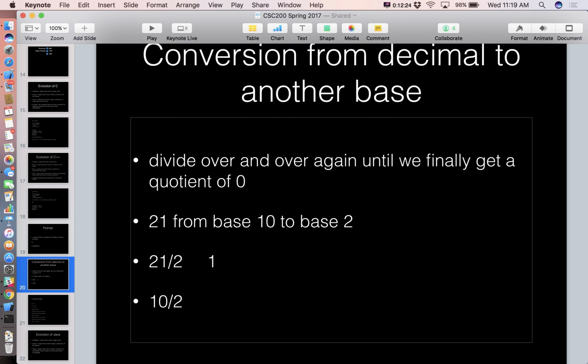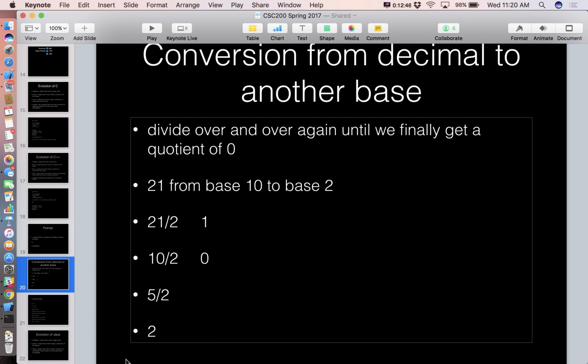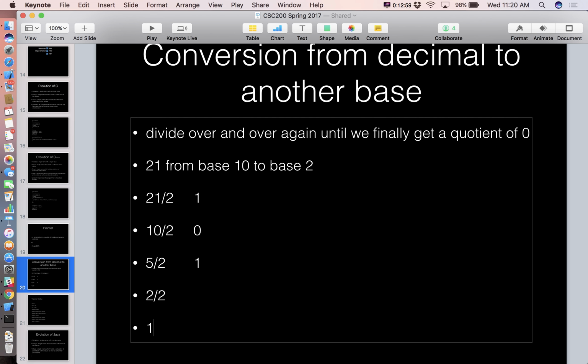So now we take 10 divided by 2. How many times does 2 go into 10? 5 times. 5 times 2 is 10 with remainder 0. This guy's still not a 0. 5 divided by 2. How many times does 2 go into 5? 2 times. 2 times 2 is 4 with remainder 1. How many times does 2 go into 2? 1 time. 1 times 2 is 2 with remainder 0.